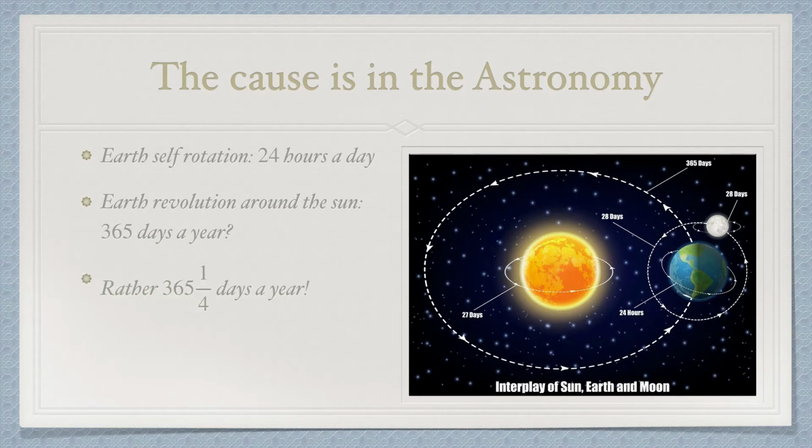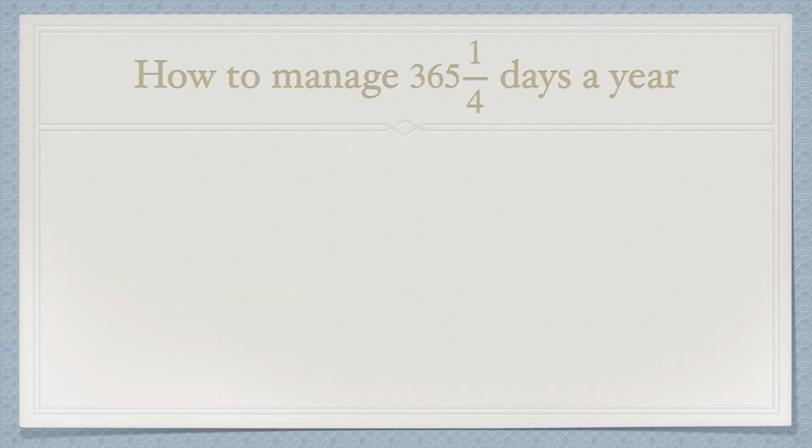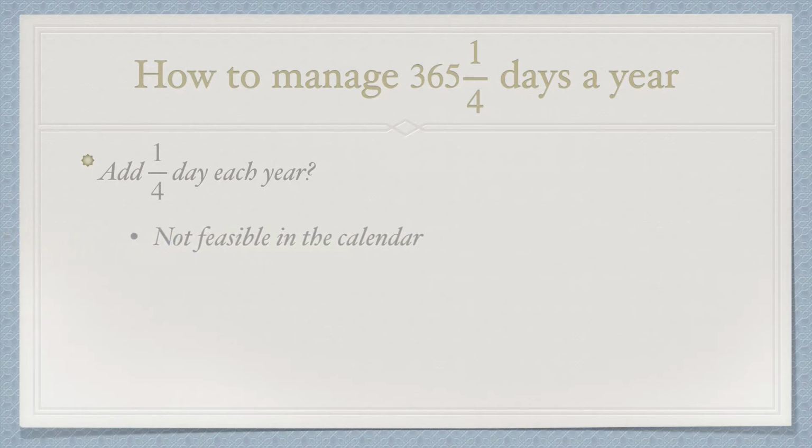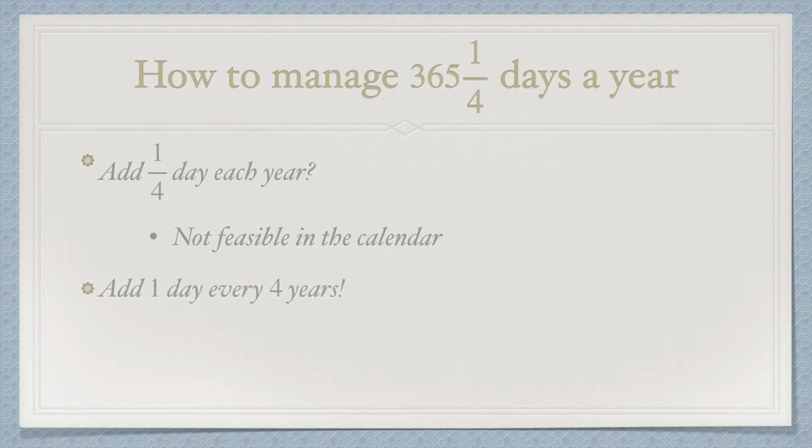Not really. It is rather 365 and a quarter days a year. But how to manage 365 and a quarter days a year? Should we add a quarter of day each year? But this is not feasible on a calendar. We may add one day every 4 years. That's a good idea.